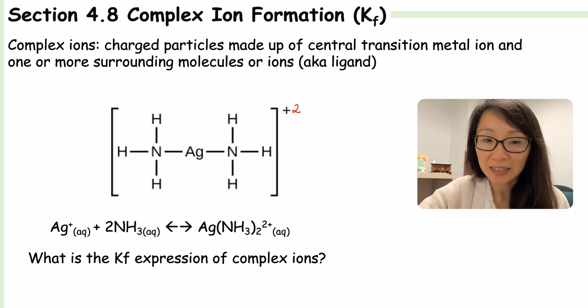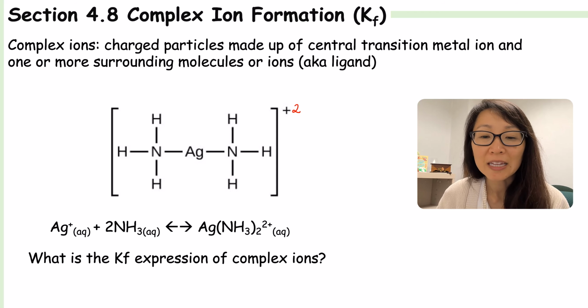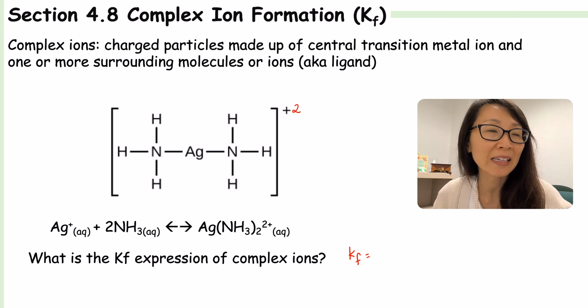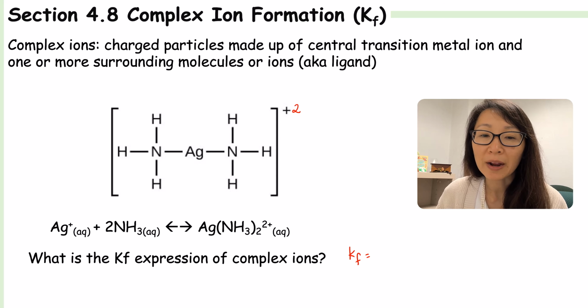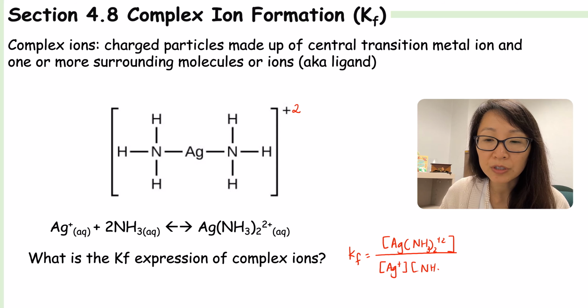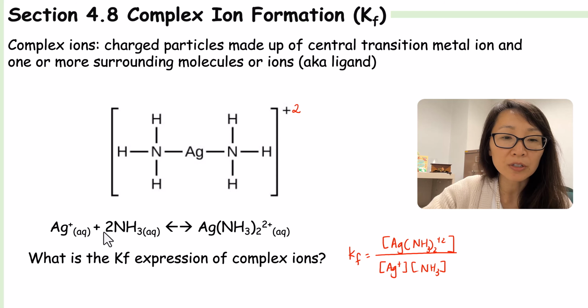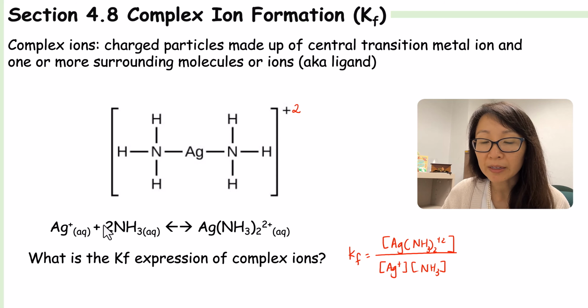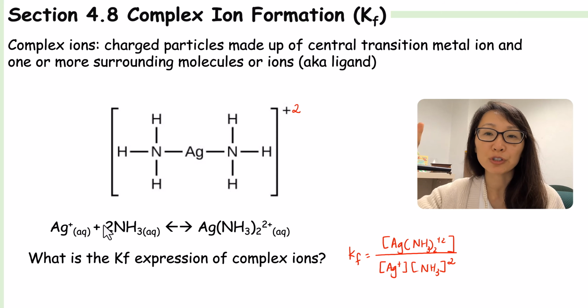So what is the Kf expression for a complex ion, in this case the silver and ammonia? We can write Kf is equal to, just like we did for Ka, Kb and Ksp, the concentration of the product first, and then we divide it by the reactant, making sure that all the coefficients of the reaction are included. So since this is 2, I'm going to write it to the power of 2.